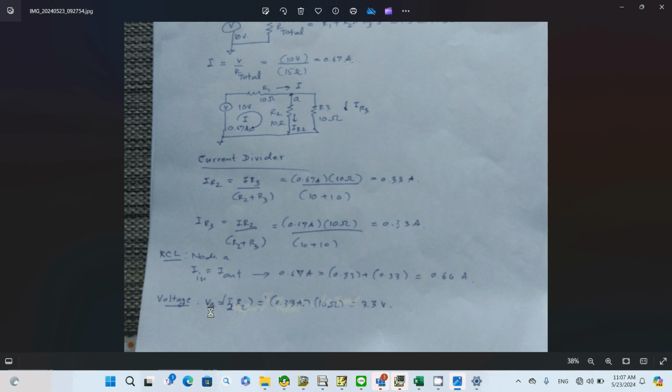And the voltage at node A at this point simply becomes I2 R2. So that's 3.3 volts, the same as the voltage drop across R3.